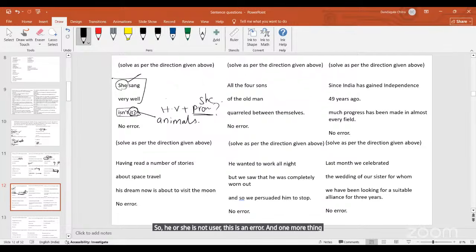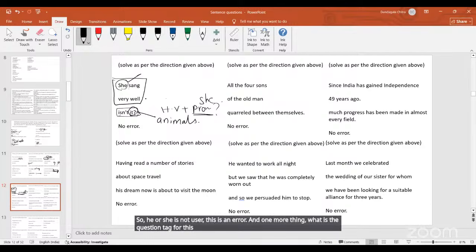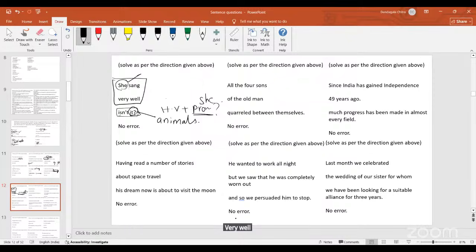And one more thing. What is the question tag for this sentence? Tell me. She sang very well. Isn't she? Is it? Didn't she, sir? All your answers are wrong. Just remember question tags again. Why are you using "is"? Can you find any "is" word in the sentence? Yes, didn't she?